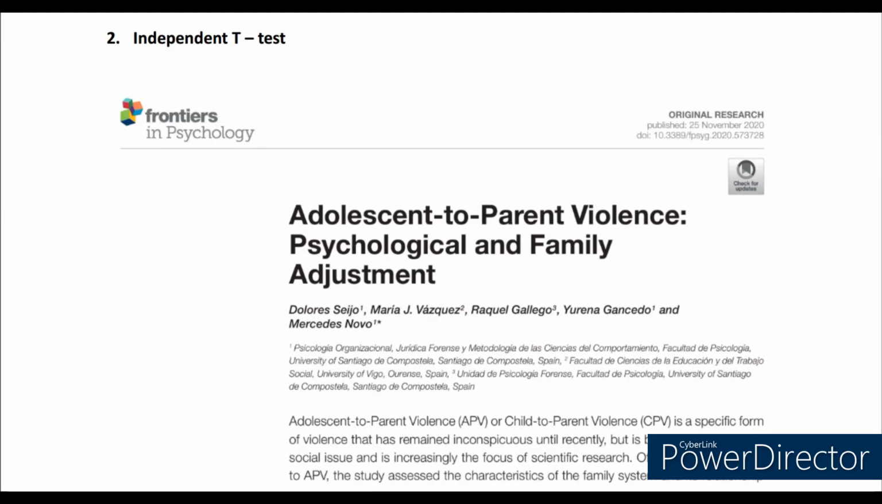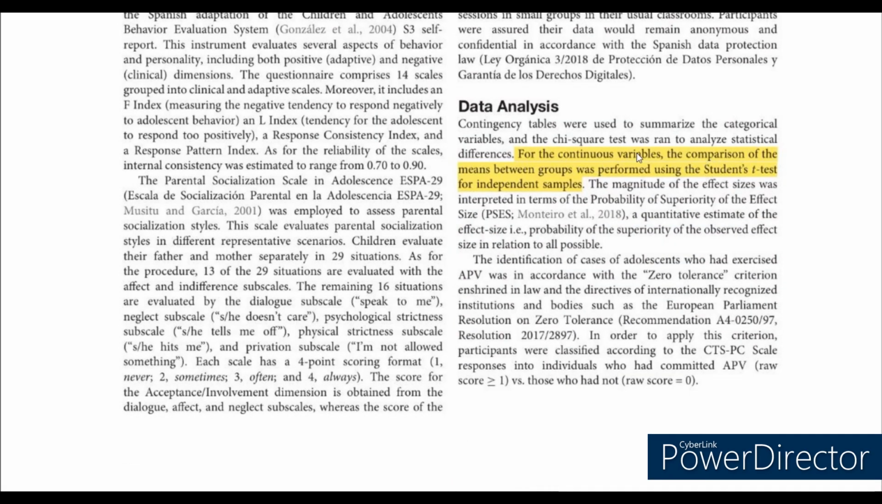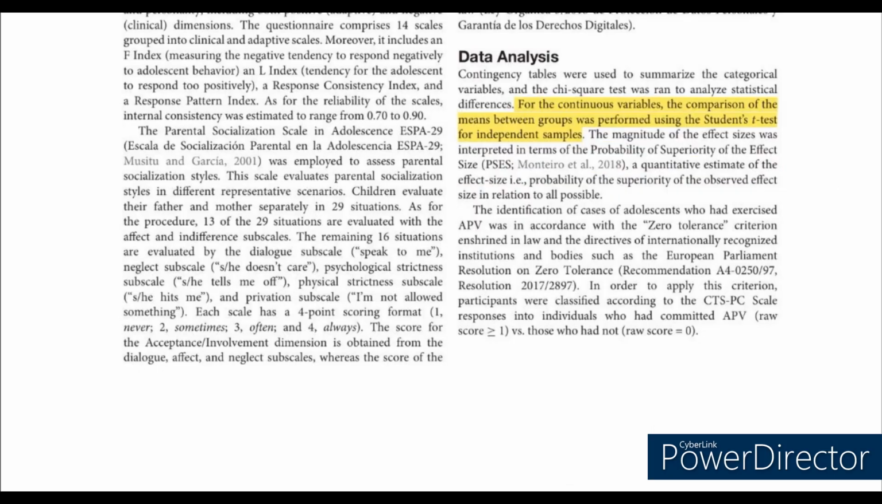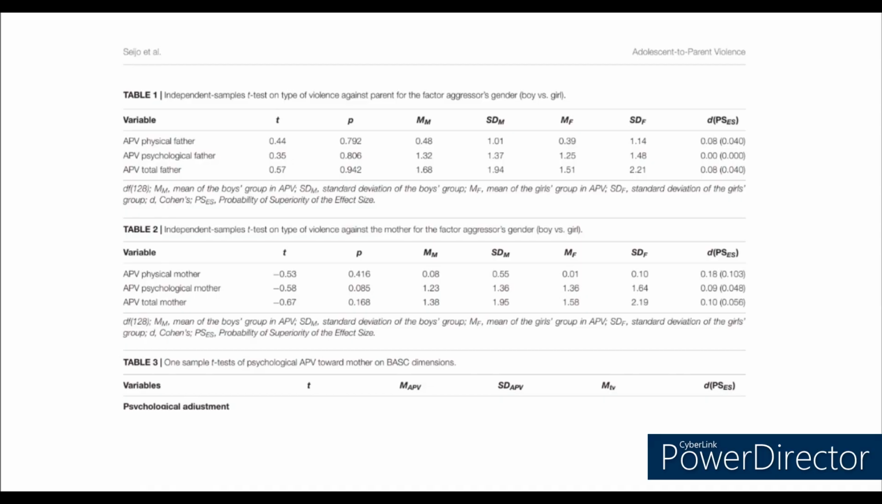And now coming to independent t-test, and if you can look at the title, adolescent to parent violence, psychological and family adjustment. So in the data analysis section, they have clearly mentioned that for the continuous variables, the comparison of the means between groups was performed using t-test. So we already know t-test is to compare the groups, right? Compare the means between groups. So if it is on the same sample, we call it paired t-test. And if it is between two groups, we call it independent sample t-test.